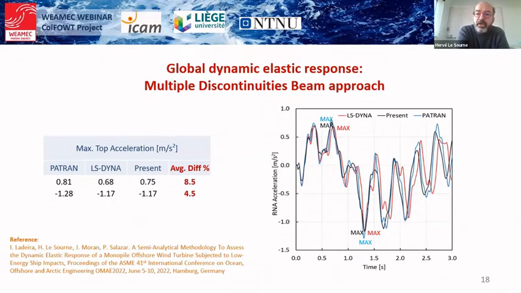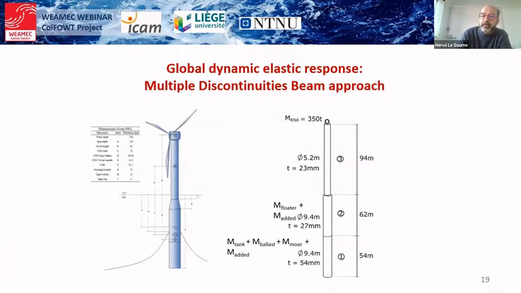If we look at the acceleration time history just after the impact, we can see that discrepancies of the present model with LS-Dyna and Patran results do not exceed 9%. The module which calculates the acceleration at the top of the wind turbine is today under validation for floating structures. And in the same way, the spar-like wind turbine is split into several beams, macro elements, with different sections and mass.